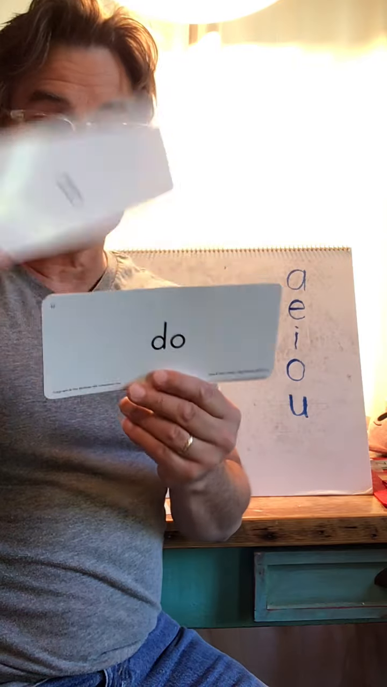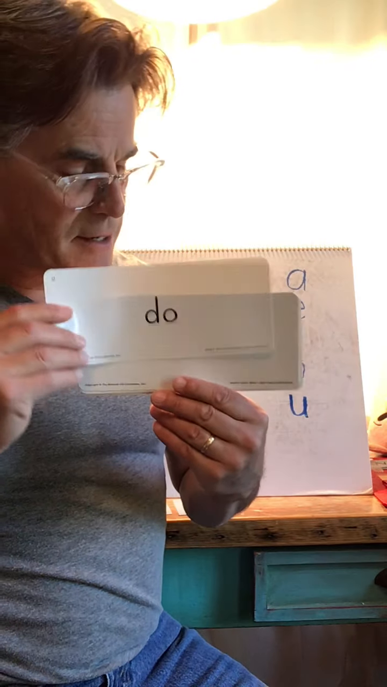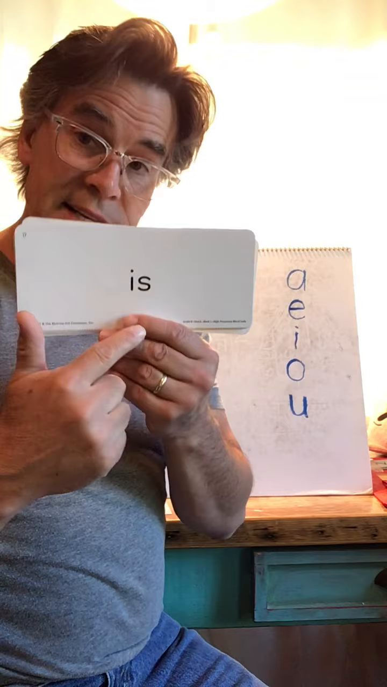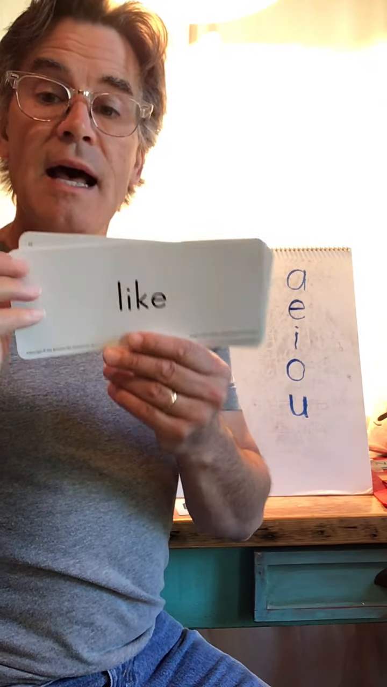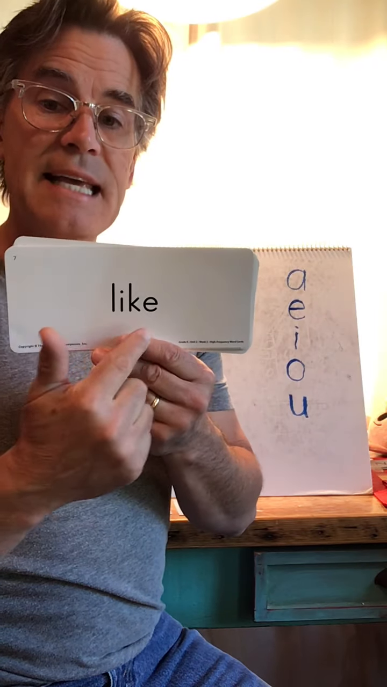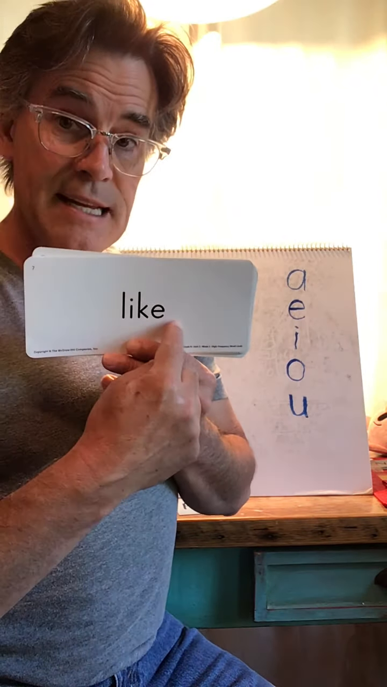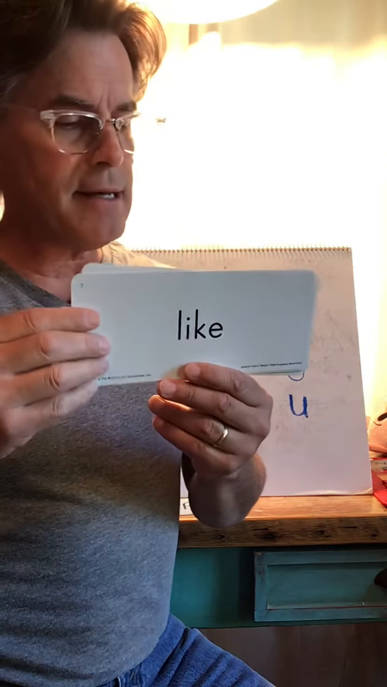Okay, good. Now boys and girls, before we start playing around with the letters and making words that have O in the middle, we're going to be looking at some sight words that are going to be in our story today. We need to focus on these. A. We know that sight word, right? Do. D-O. Do. Good. How about this one? Is. Is shows up in our story, too. Like. L-I-K-E. In our story today, there's an S on the end. Likes. So look for that, okay?